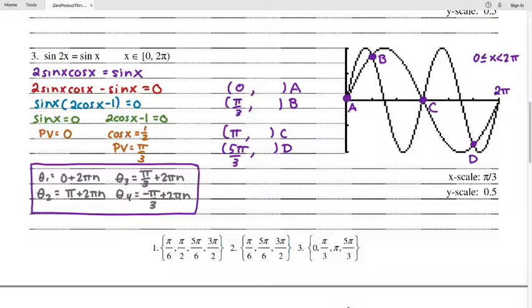So the sine of 0 is 0. So 0, 0 is that first point A, and that's at the origin. So that lines up with what we've got on the graph. Okay, the next one, the sine of pi over 3, well, that is root 3 over 2. So the y value here must be root 3 over 2. Okay, and that's pretty close to 1. It's like 0.8 something as a decimal.